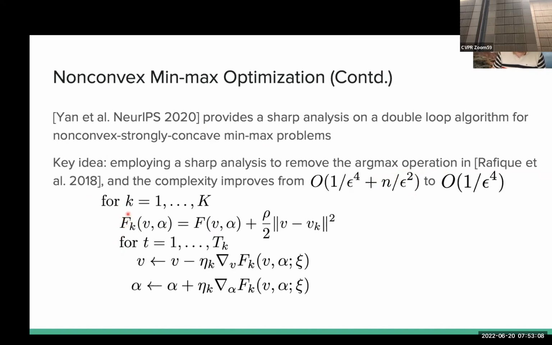And they define f_k as the original function plus a quadratic, and they have SGD for the v and stochastic gradient ascent for the alpha, but they don't have the argmax step anymore. They use a sharp analysis to remove that, which basically means that that step is not necessary. Technically speaking, they use duality gap analysis to get rid of that. And then they improve the complexity to order 1 over epsilon^4. So it's actually better because they removed the dependency on n.